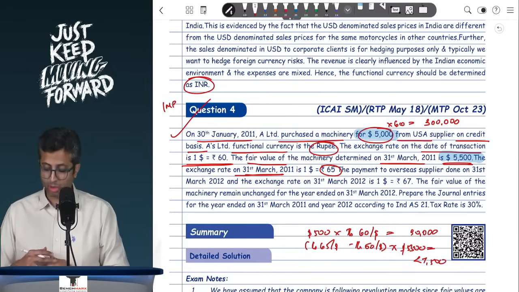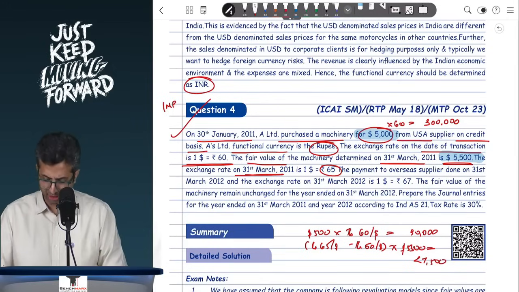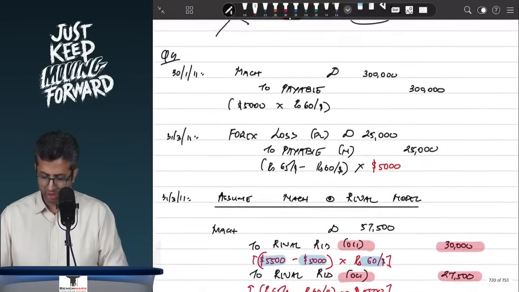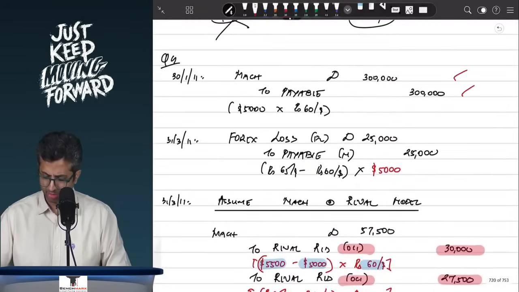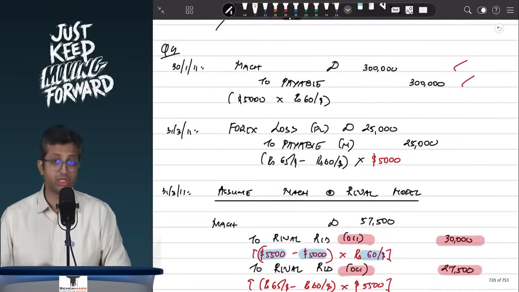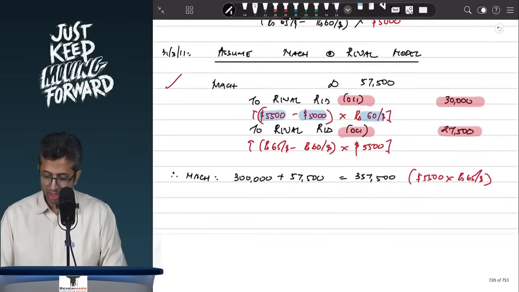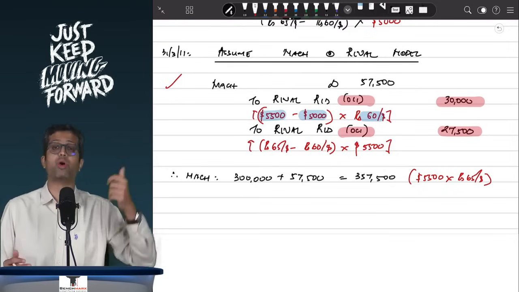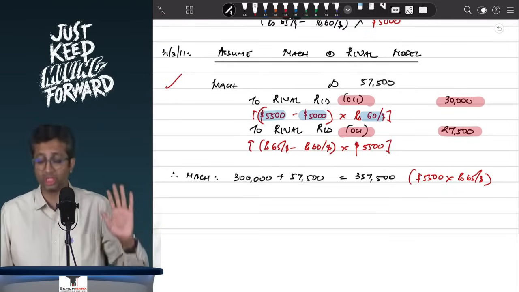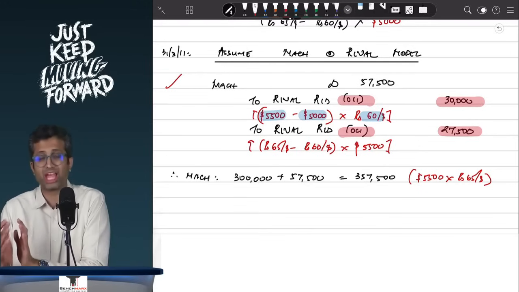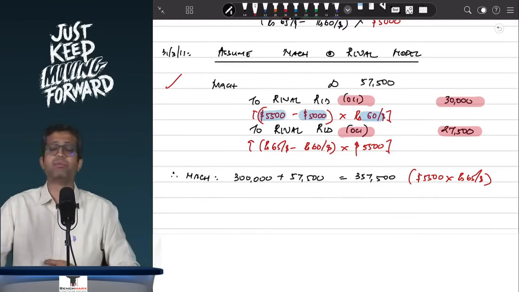So your journal entry over here will be machinery account debit. Initially, your entry will be machinery account debit to payables. Then, if machinery is recorded using the revaluation model, you will say machinery account debit to revaluation, which is a part of OCI, and even the foreign exchange gain over here will go into the revaluation, which is a part of OCI, and hence your machinery will increase by 57,500.